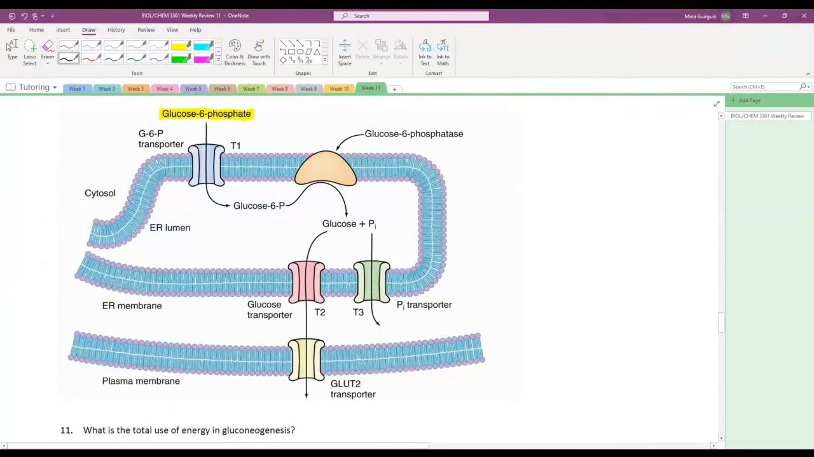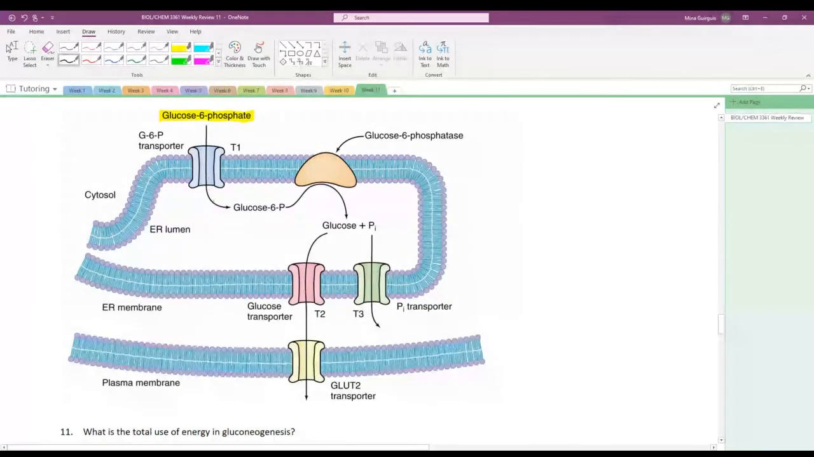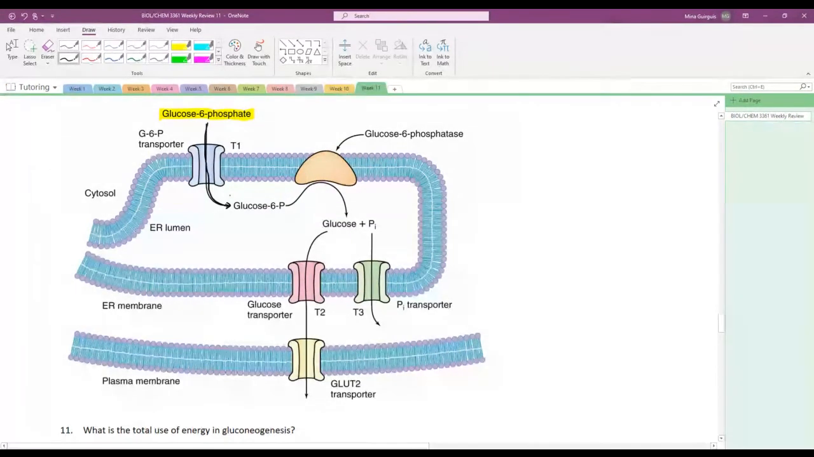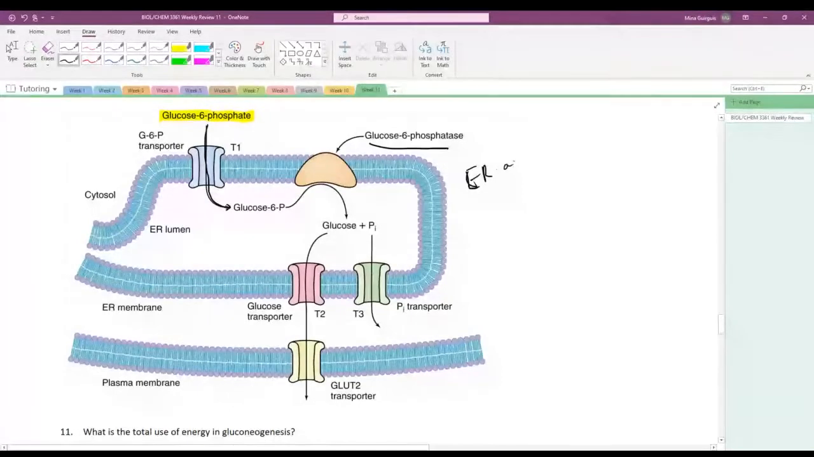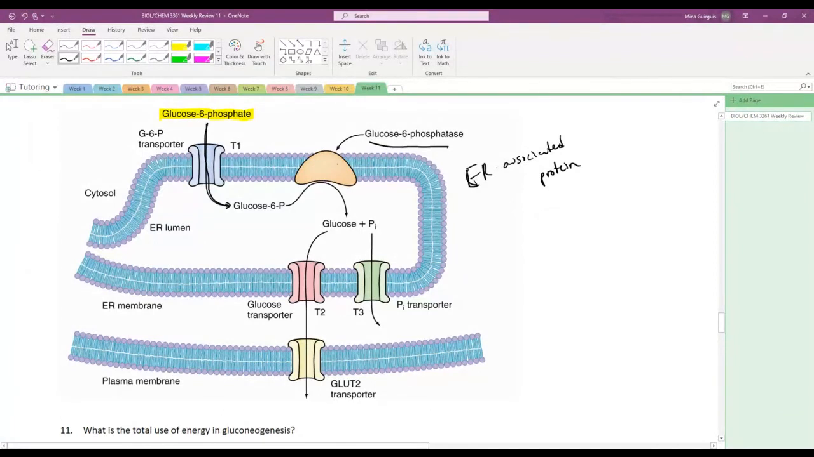So by having this transporter here, which by the way circumvents the whole negative charge issue in the cytosol, having this ER-associated protein means once again we can compartmentalize. So this breaks down glucose 6-phosphate again, and it gets us back into the plasma membrane with regular glucose.